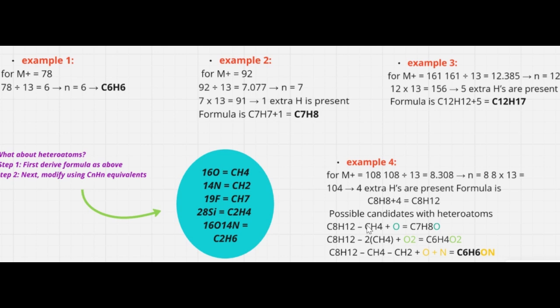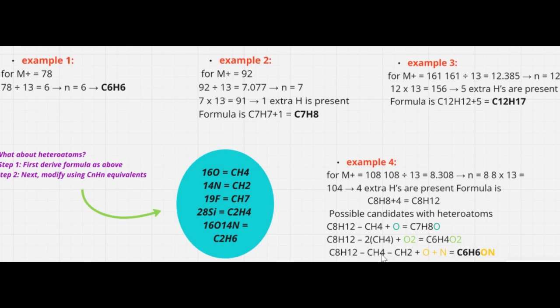Similarly, if you want to add oxygen and nitrogen to the above formula C8H12, we need to subtract 30. Oxygen's mass is 16 and nitrogen's is 14. So how do we get 14? By subtracting 1 carbon and 2 hydrogens. And 16 comes from subtracting 1 carbon and 4 hydrogens, the methane molecule, to add oxygen. So by subtracting these, 2 carbons and 6 hydrogens are subtracted from this formula, and we add oxygen and nitrogen.